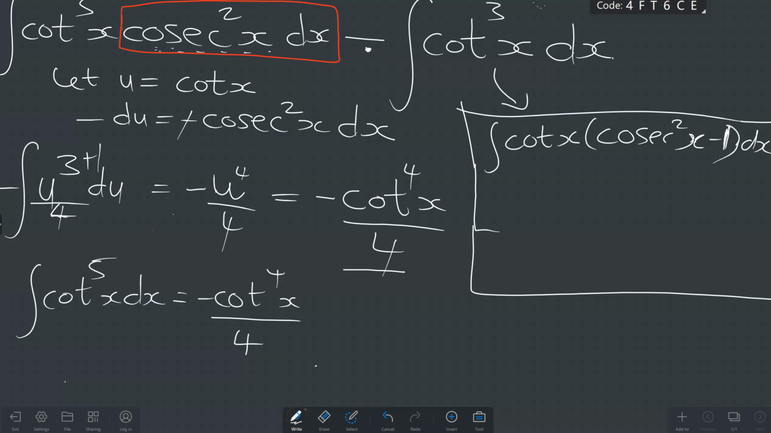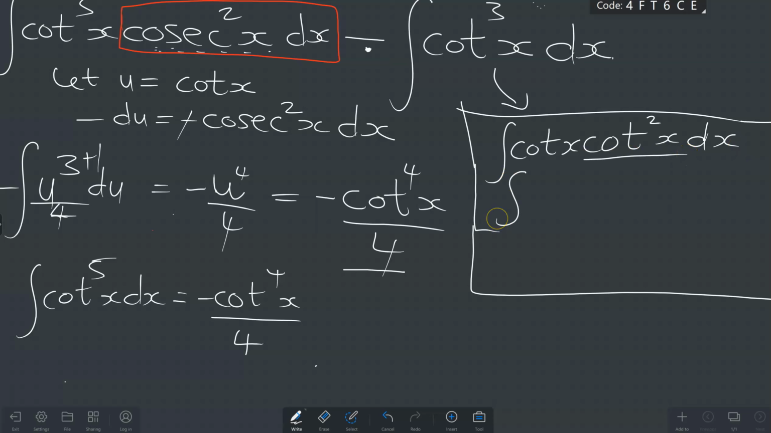So on this part, I've written that integral. I've basically just substituted. So let me just do that again. So it's the integral of cot x and a cosec squared x, a cot squared x that I isolated. So we have a cot squared of x dx. That cot squared of x, we're going to replace with cosec squared x minus 1. So we're going to get cot x bracket cosec squared x minus 1 and then dx.